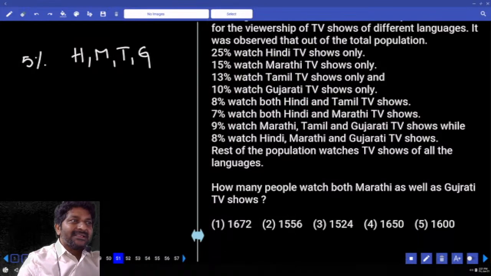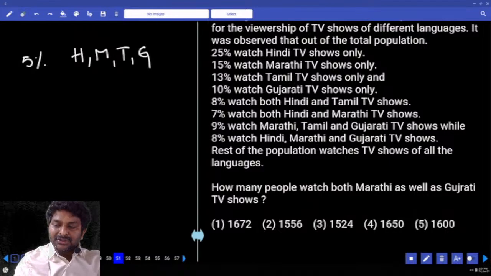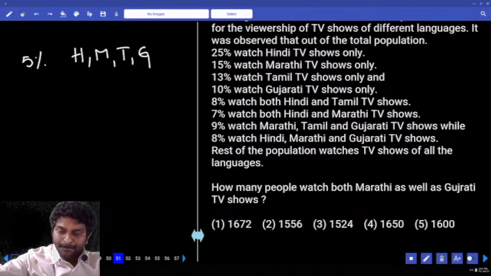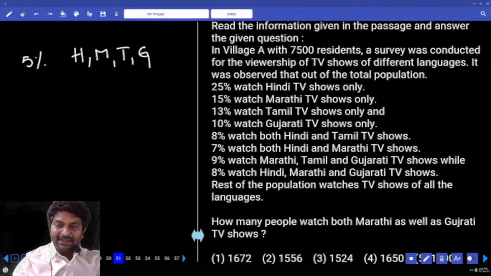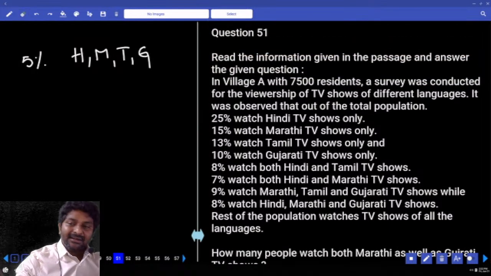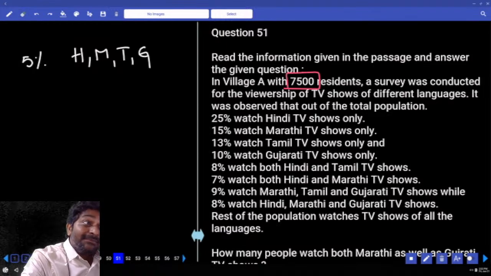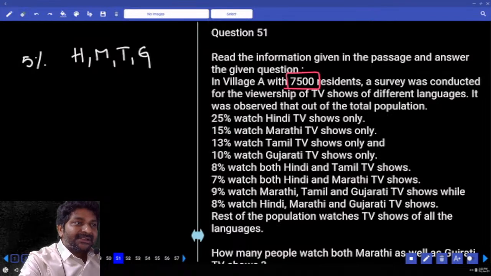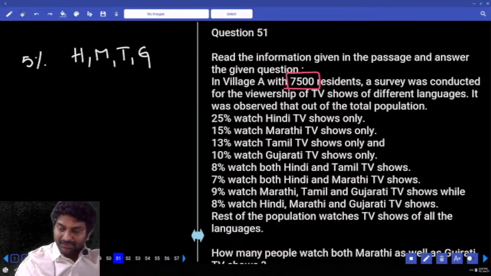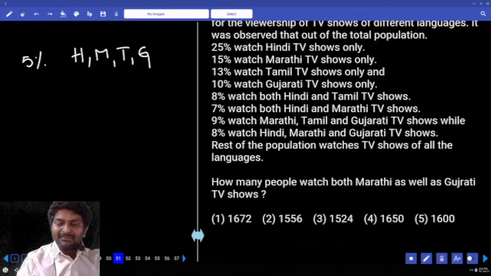So let us not waste our time by copying it. How many people watch both Marathi as well as Gujarati TV shows? Marathi as well as Gujarati. 2 options are there, so I am calculating. The calculation that I made is, what is 1% value here? Which is a 3 multiple. Whatever percentage you calculate, it is also going to be 3 multiple. Agreed or not? Right. So now, whatever the number it is, answer must be 3 multiple.